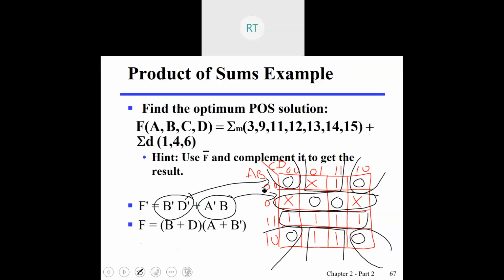Okay? Can someone tell me, please, what happened from here to here? Distribution. This is De Morgan's law, if you remember, okay? And we did De Morgan's law for the f prime. It is (B plus D) into (A plus B prime), okay? So this is how you could use the don't cares to help you in your solution.